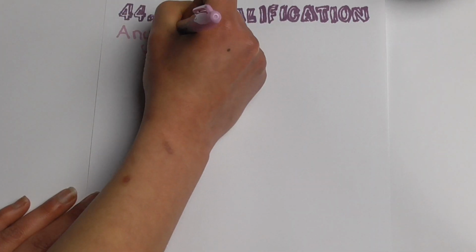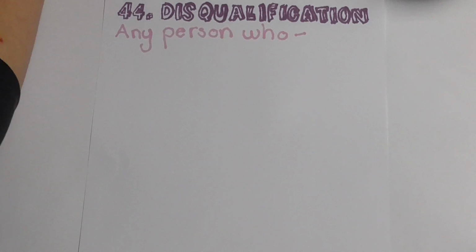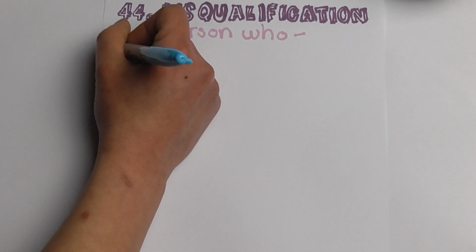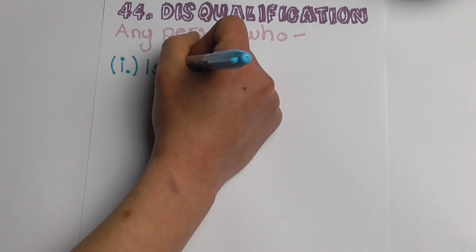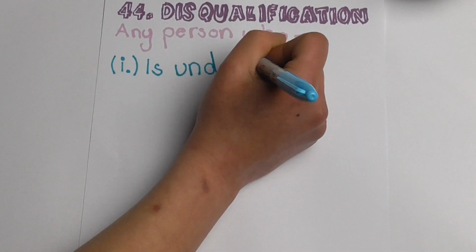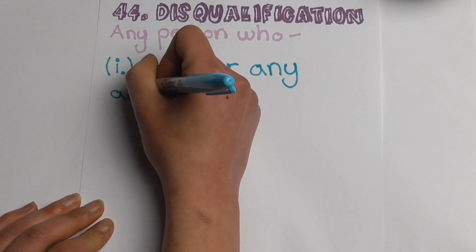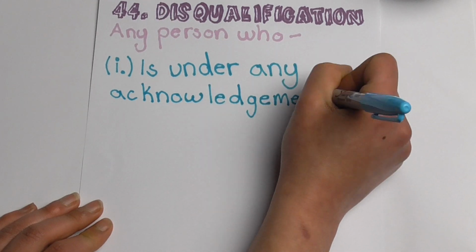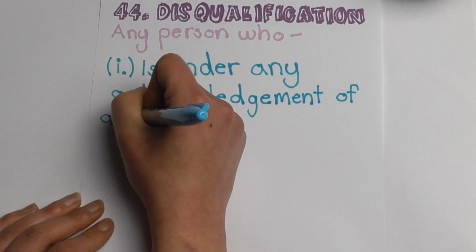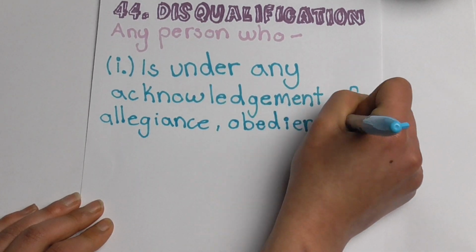Section 44, disqualification. Any person who, 1, is under any acknowledgement of allegiance, obedience, or adherence to a foreign power, or is a subject or citizen, or entitled to the rights or privileges of a subject or citizen of a foreign power. Now that's the one that's kicked off all the citizenship issues amongst members of the House and the Senate, which is straightforward enough.